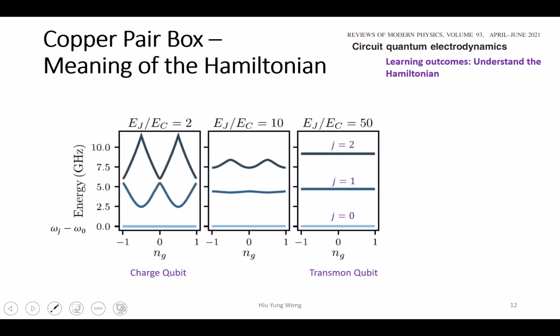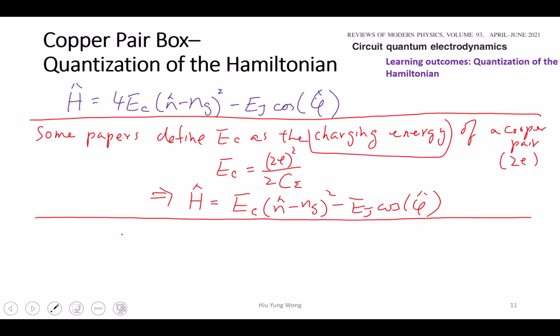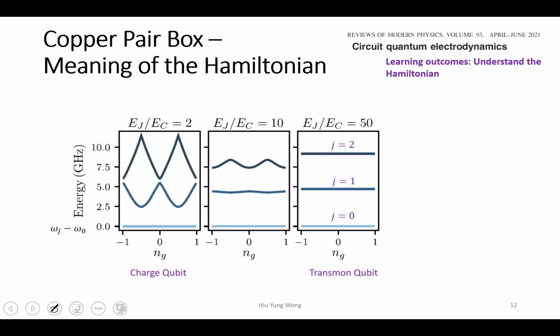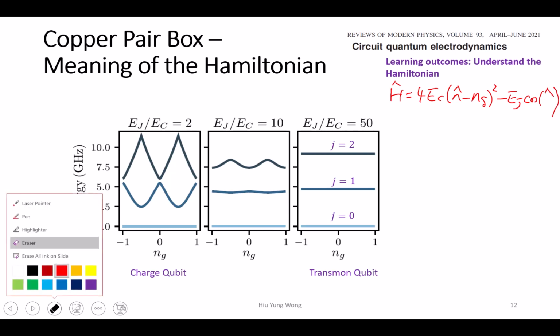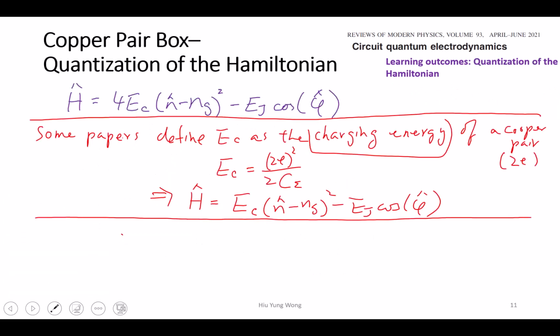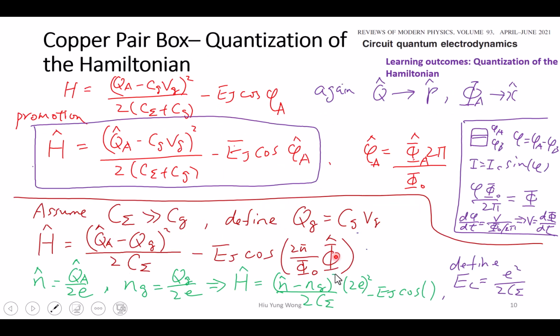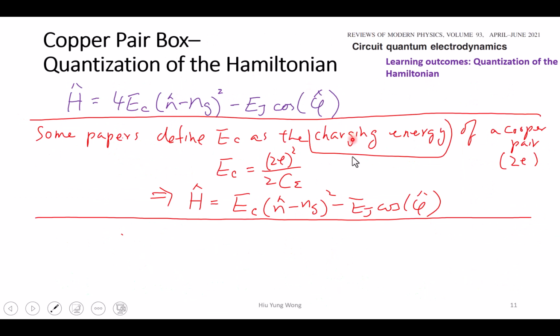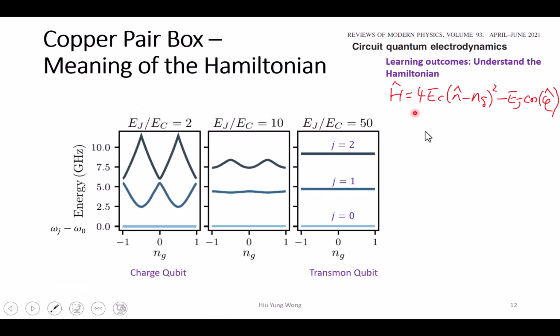So what does it mean? In a Cooper pair box, let's look at this equation one more time, or let me just copy the equation here. This is the equation we have. We are still using the charging energy of a single electron: 4EC times (N hat minus NG) squared minus EJ cosine phi hat. Right, this is the phase. So I kind of converted the conjugate variables from charge versus flux to the number versus phase. They are another pair of conjugate variables. But anyway, let's look at this first.